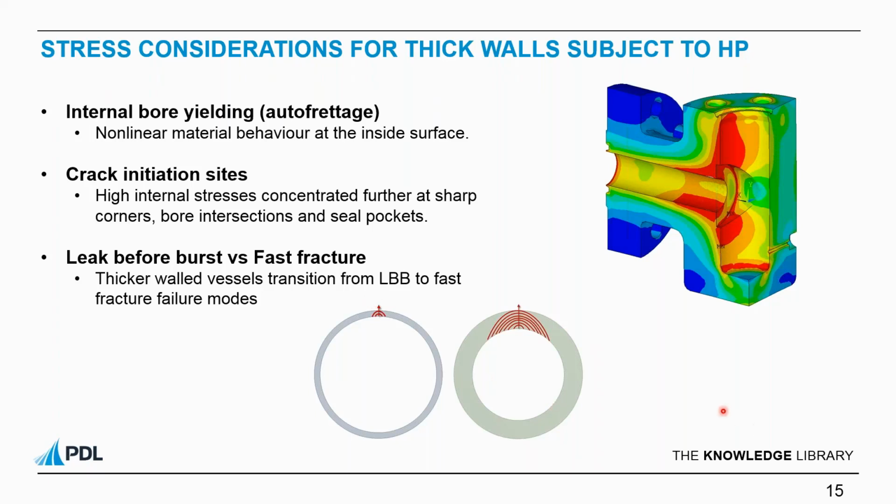For thicker wall structures, the crack has much further to propagate radially, and as such propagates much further circumferentially too. So this can result in a crack reaching a critical size such that the remaining cross-section cannot contain the pressure and fast fracture occurs. So this obviously happens before any leak can be detected and any intervention can take place.